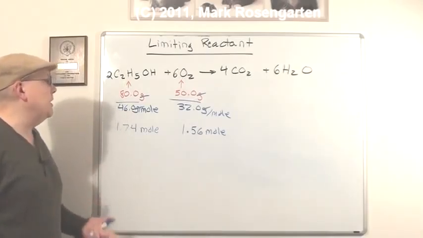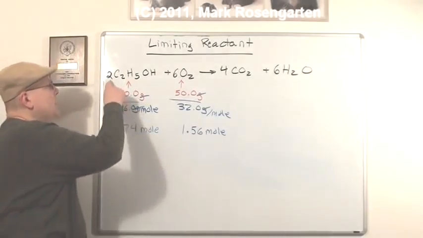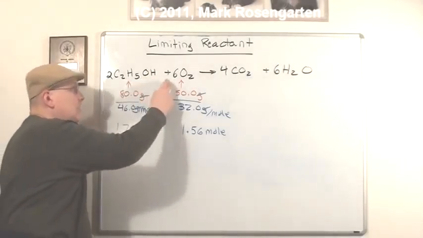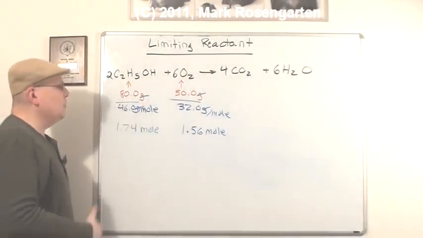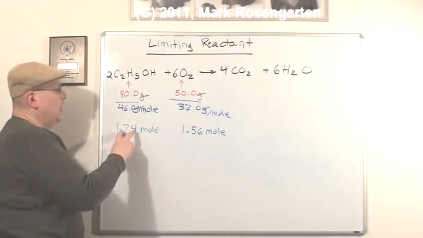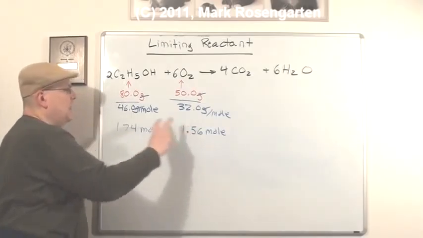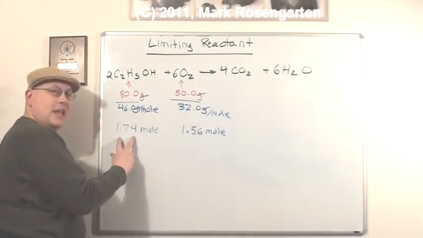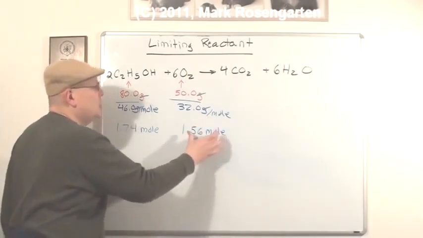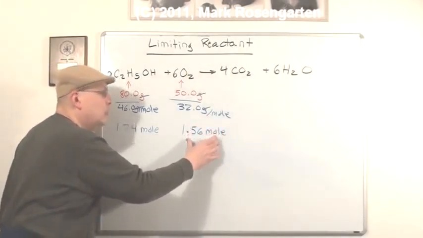Well, it's already going to become apparent. You see, because it's a 2-to-6 or a 1-to-3 ratio, right? Because 2-to-6 simplifies to 1-to-3. So we can already start to see that if this is a 1-to-3 ratio, oxygen should be 3 times as much as the ethanol if it's going to be stoichiometrically correct. That means the oxygen is going to be the limiting reactant.